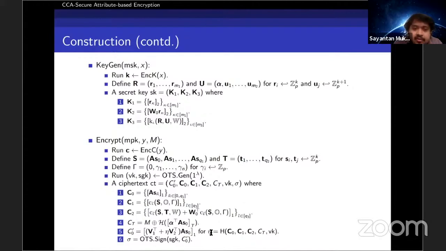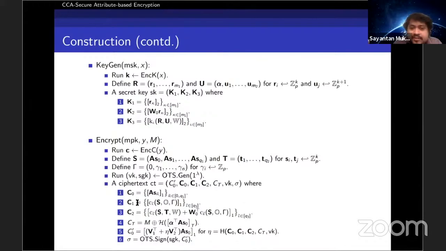Now notice that the difference from earlier work is that earlier the encoding function was usually used to create only one component of the ciphertext. Here what we are doing is creating 2 different components of the ciphertext.